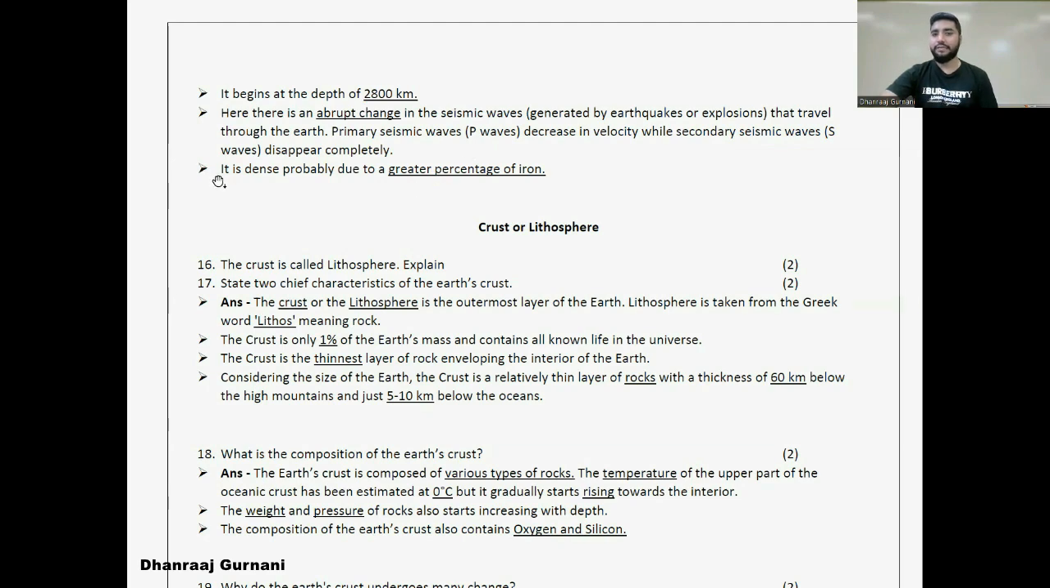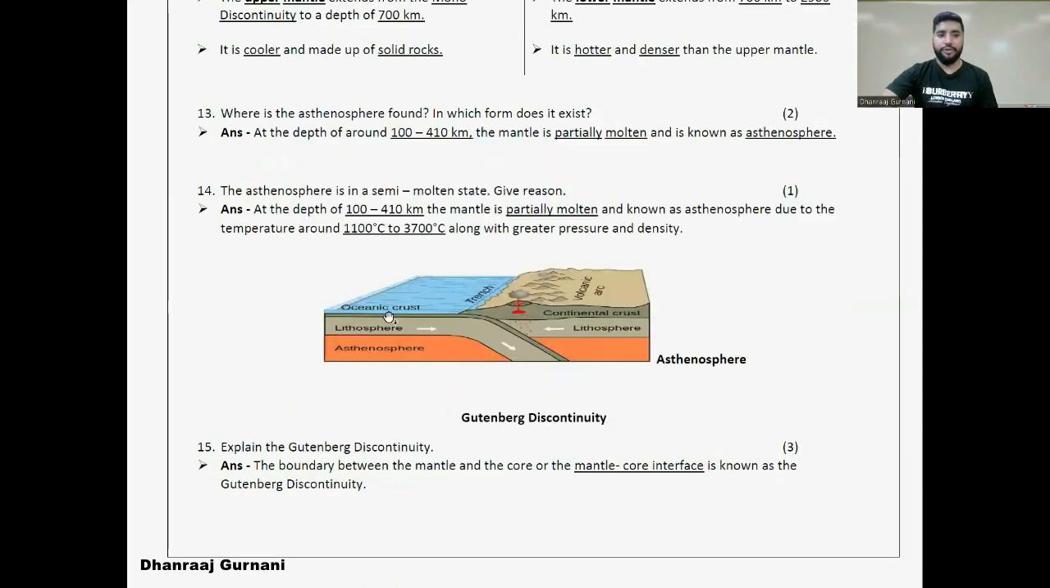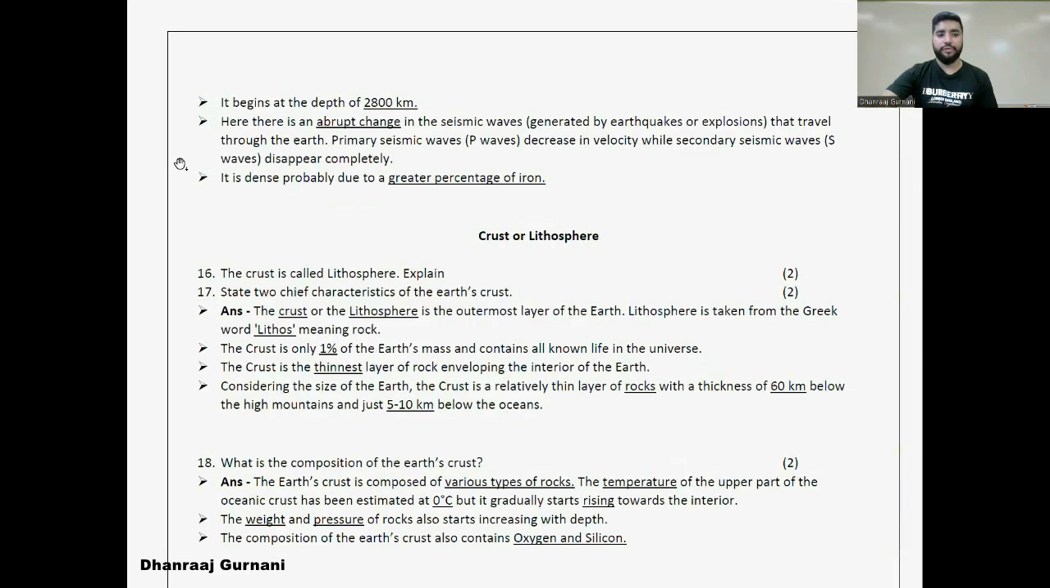So revising the 4 points of Gutenberg discontinuity. First one, the boundary between the mantle and core, or the mantle-core interface, is known as the Gutenberg discontinuity. Out of the 3 points are very simple. It is found at the depth of 2,800 kilometers. And lastly, it says greater percentage of iron is here.